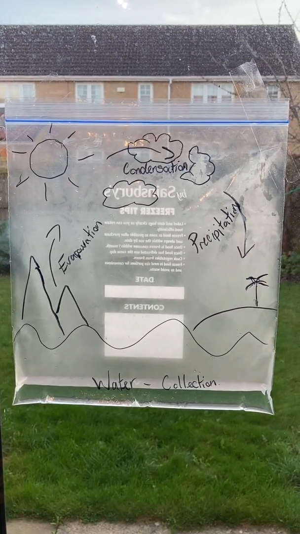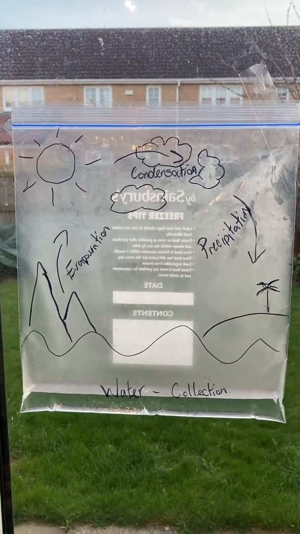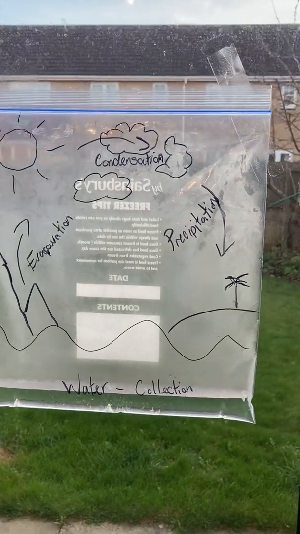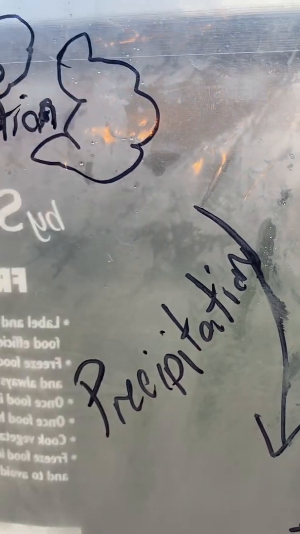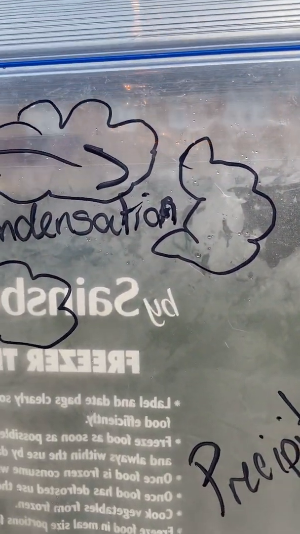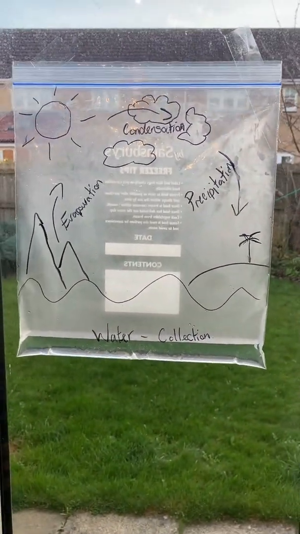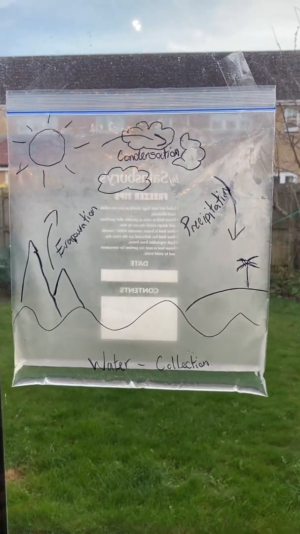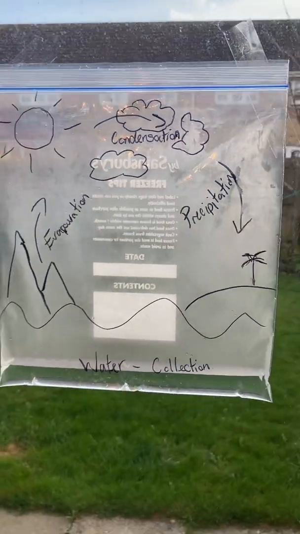I have had my water cycle up on the window now for about 2 hours. And as you can see, there is a slight misting effect on the bag. And if you look even closer, you can see some droplets of water beginning to form, which is the precipitation process. So it might take a little bit longer than 2 hours. It depends how sunny it is. Fortunately, it was very sunny today. So I think that's helped my water cycle process along quite a bit.